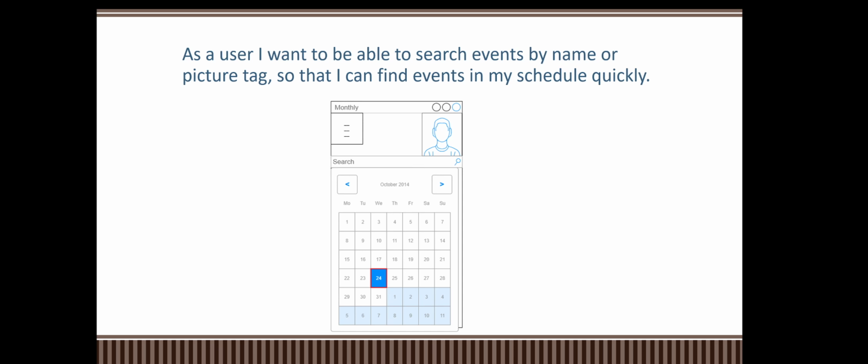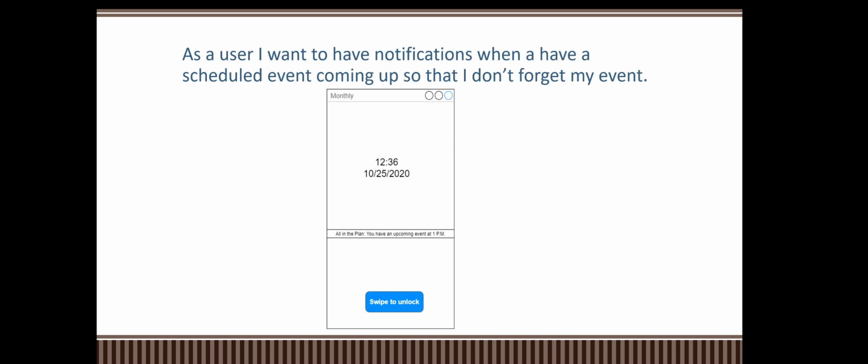As a user, I want to be able to search my events by name or picture tags so that I can find events in my schedule quickly. And you see up here we have a little search bar above your calendar so that you can search by event name. As a user, I want to have notifications when I have a scheduled event coming up so that I don't forget my event. You see in a little wireframe here, we just have a normal notification coming to the screen to notify the user of an event in the application.